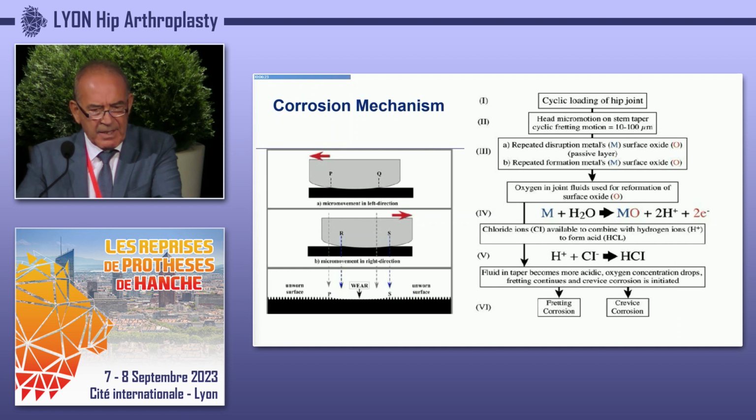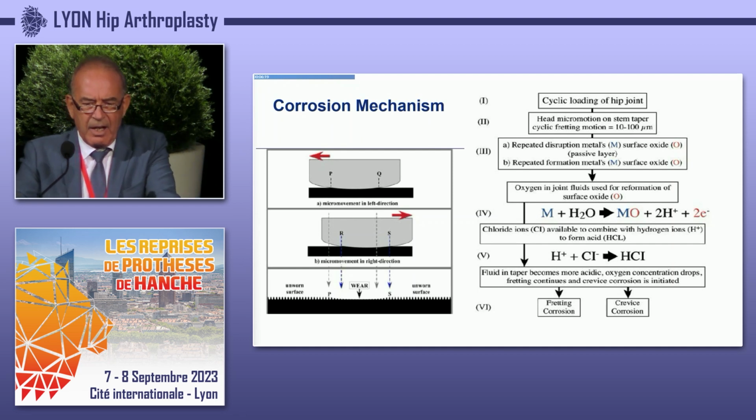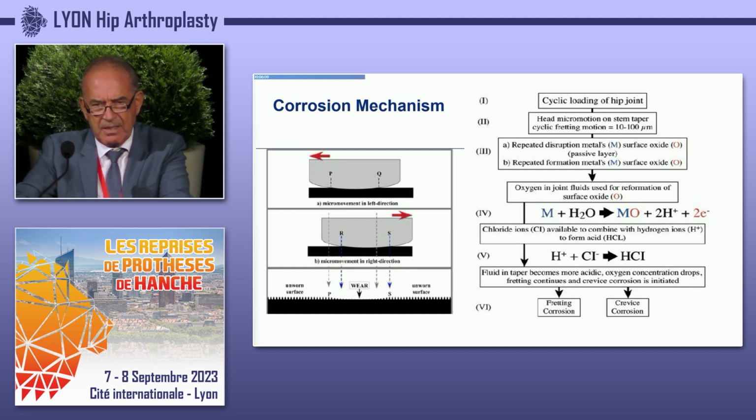And here is the mechanism of corrosion. It's a little bit complicated, but simple. There is cyclic loading on the hip joint, and there is head micromotion on the stem taper and cyclic fretting motion. That creates repeated disruption of the metal's surface oxide, which is a passive layer protecting the metals, and repeated reformation of the metal surface oxide.